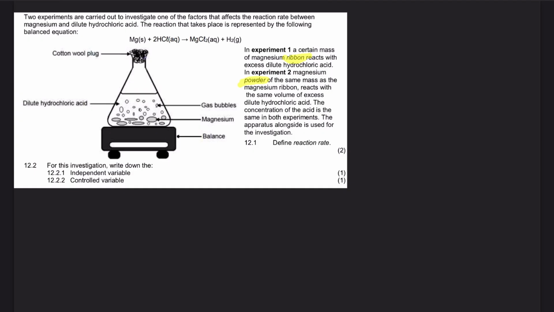Question 12.2. For this investigation, write down the independent variable. So in any reaction, the independent variable is the variable that is changed. So what are they changing in this experiment? They are changing the state of division of the magnesium. So to answer question 12.2.1, it is the state of division.